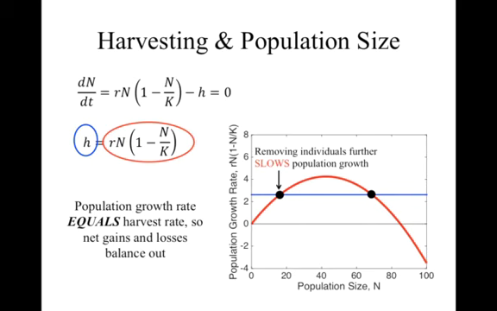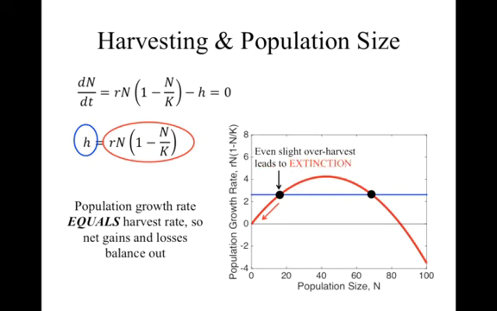And when I remove individuals at small population sizes, that slows population growth even further, right? Because the population is breeding slowly because there's too few. When I remove more, it goes even slower because there's even less to breed. And so again, removing individuals, lowering the population size, causes a decrease in the population growth rate. Moving left along the x-axis causes you to move down along the y-axis.